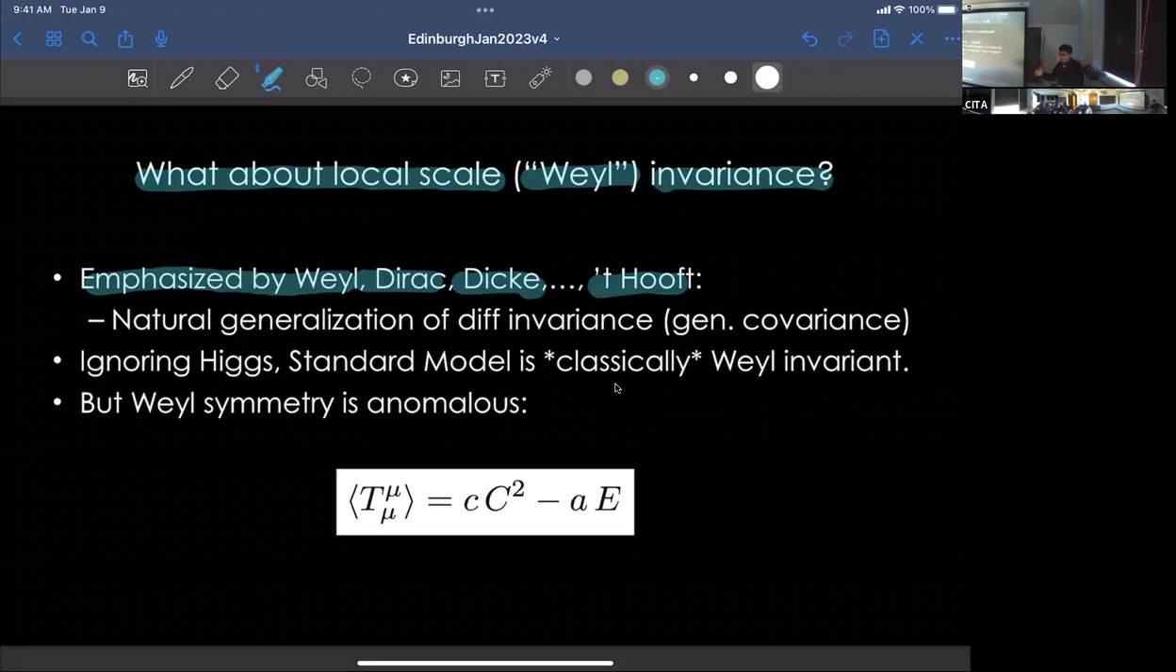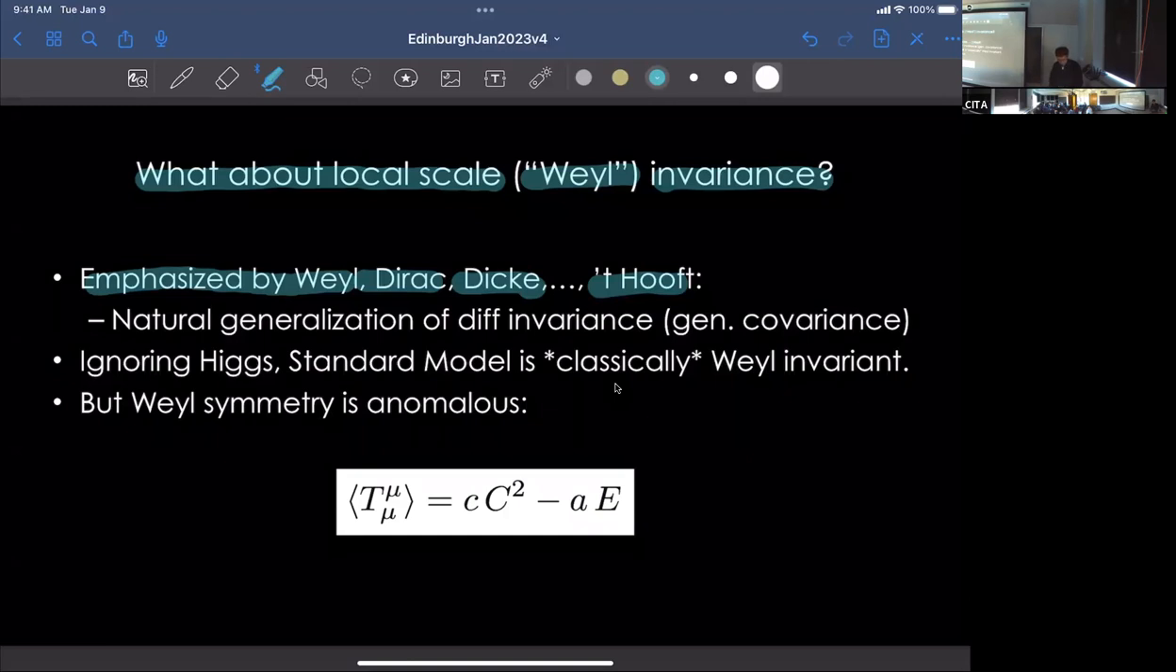And classically, it can be. Classically, you can take any theory and promote it to a locally scale invariant theory this way without changing its physical content. But quantum mechanically, the story is different. Normally, quantum mechanically, there's an anomaly. First of all, many people have argued that it's a natural generalization of Einstein's general covariance or diffeomorphism invariance of general relativity. And there are other people that have also made other arguments.